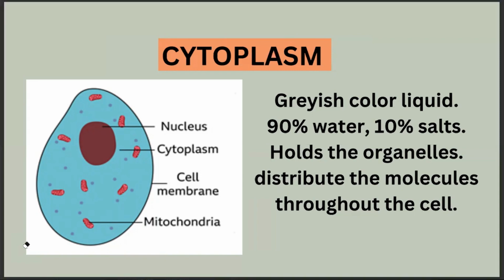So cytoplasm is not only holding the organelles, cytoplasm is a liquid and the liquids are always moving. So when the cytoplasm is moving, it is actually distributing the different molecules which have already got inside the cells throughout the cells. Glucose, oxygen, when they will get inside the cell, they will be distributed evenly throughout the cell because of the movement of the cytoplasm.